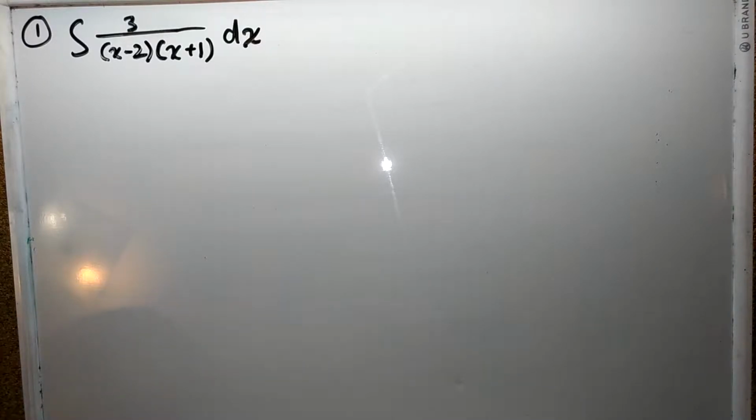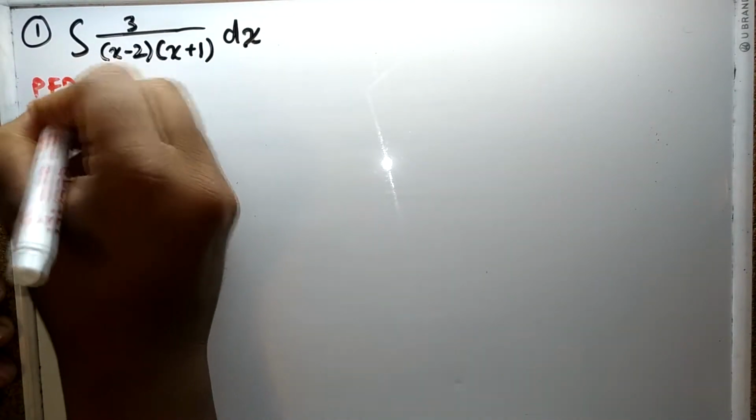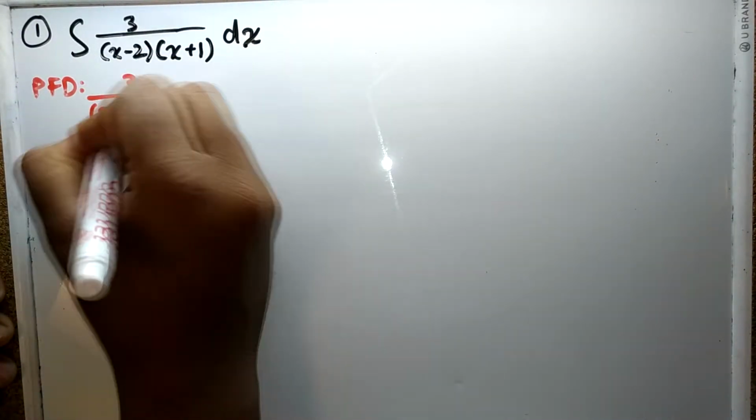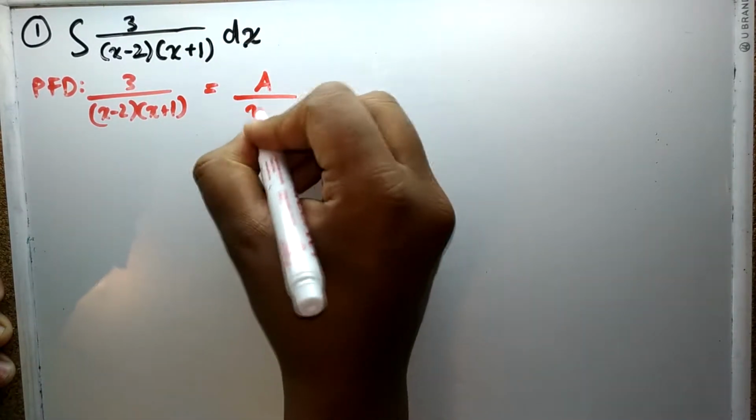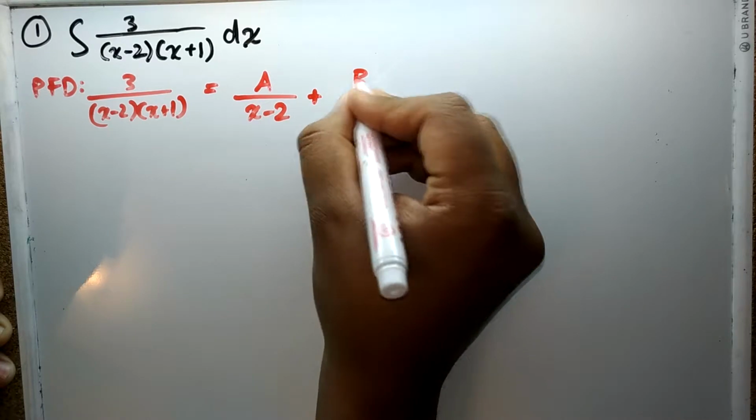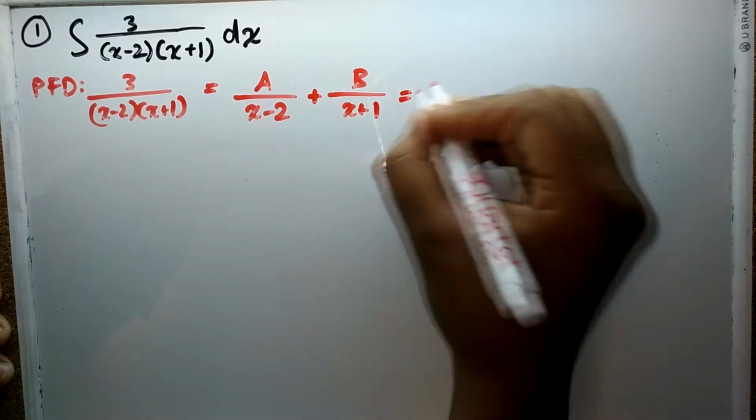Partial fraction decomposition is one of the two tools you can use to integrate a rational polynomial function. And this only works if the degree of the denominator is higher than the numerator's degree. So for this one, in the denominator we have a single power term multiplied by a single power term. So if we write the partial fraction decomposition of that, it's going to be something that looks like a over x minus 2 plus b over x plus 1.